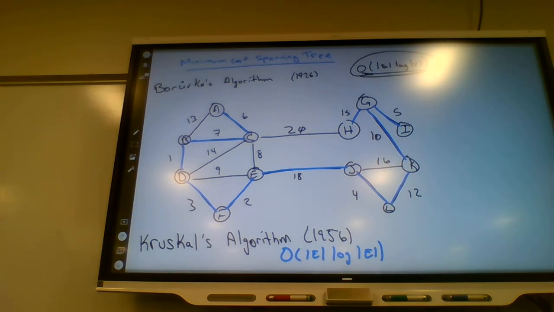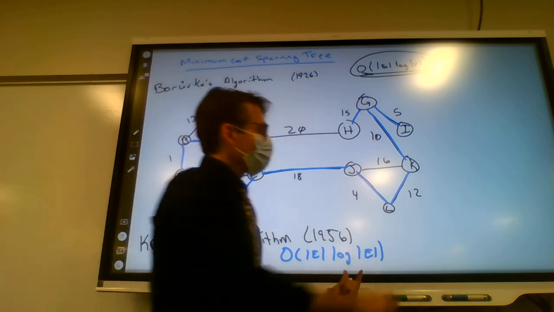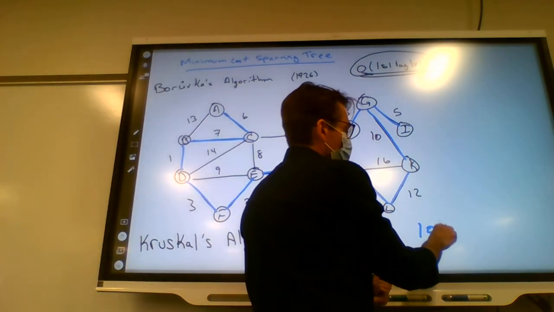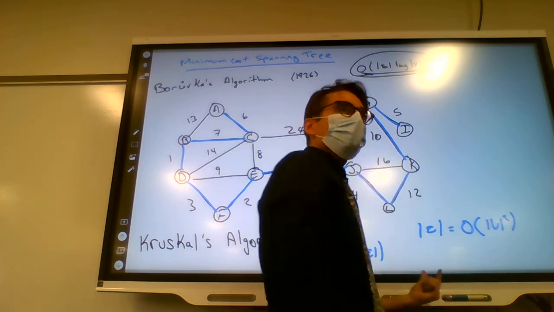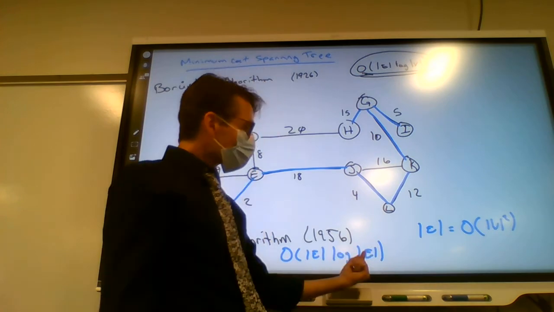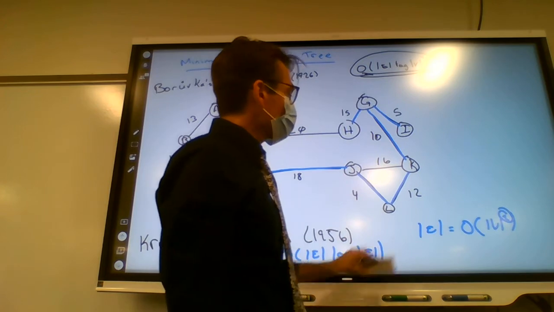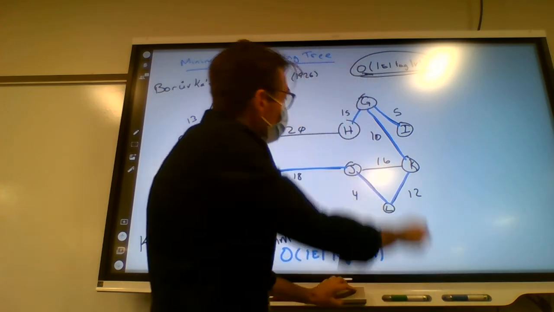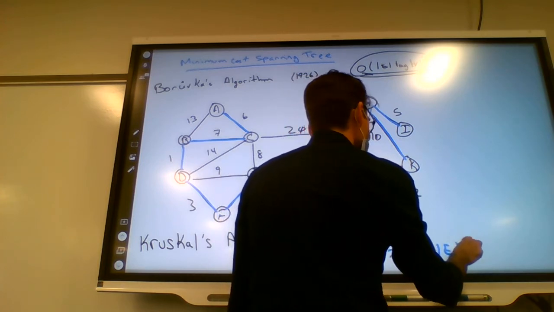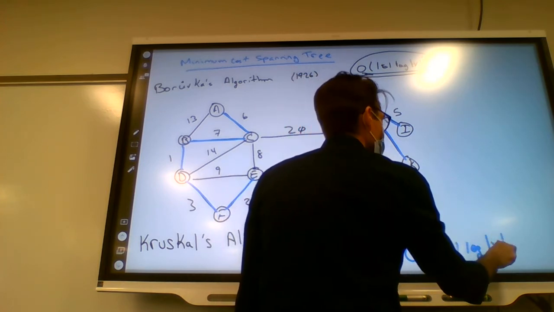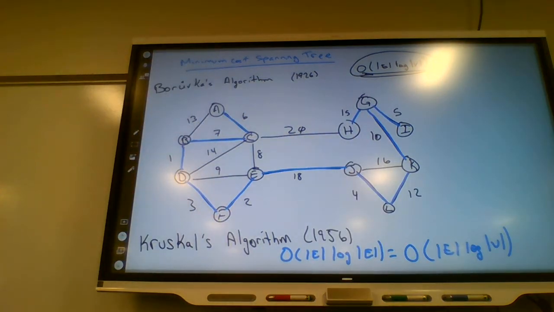So the number of edges is big O of the number of vertices squared. So log of that, we can replace the E with the V. You get a different coefficient, but it still turns out to be big O, and big O doesn't care about the coefficients, right?